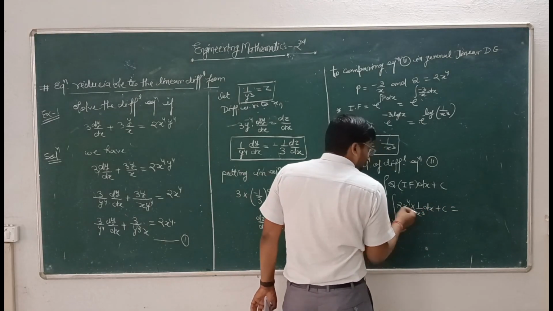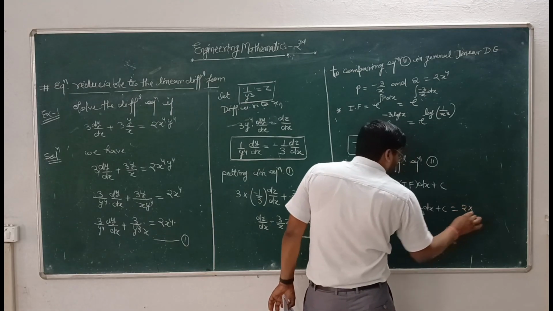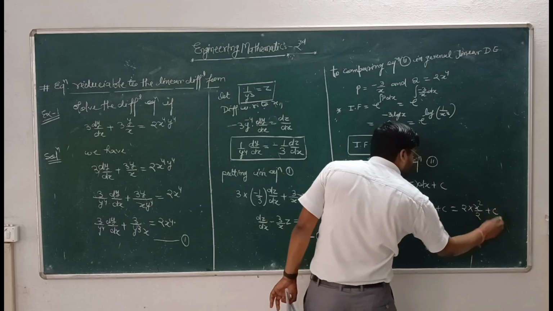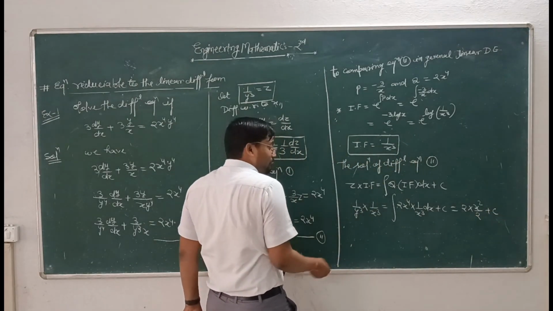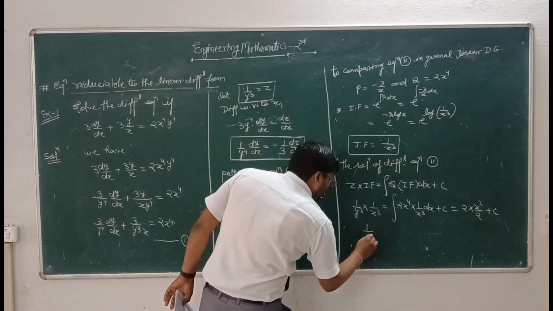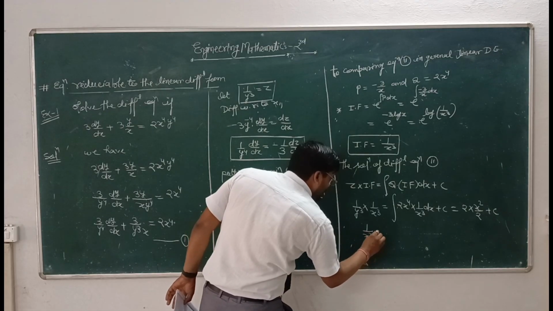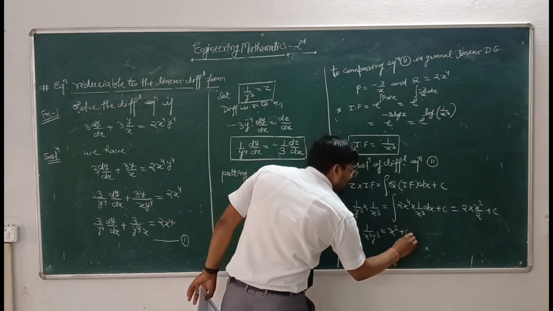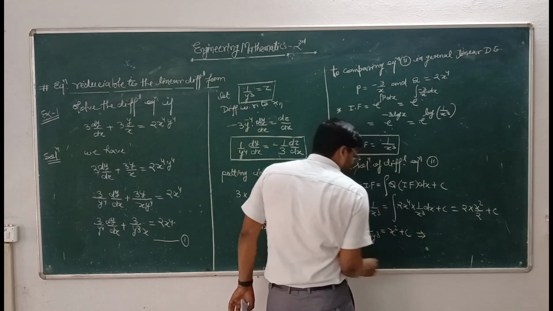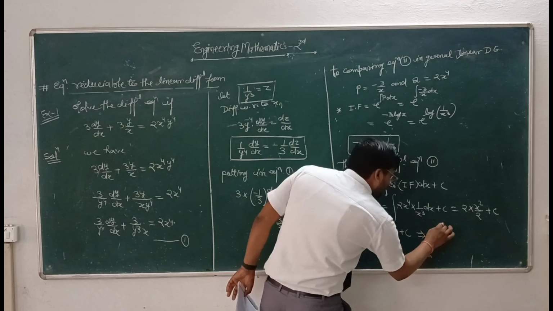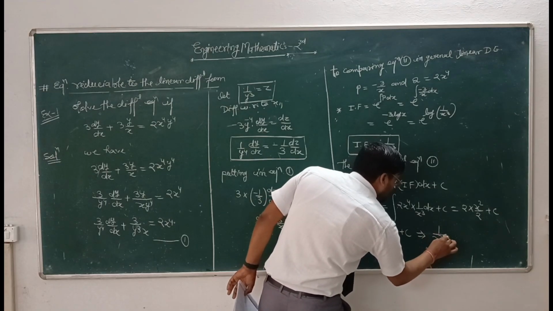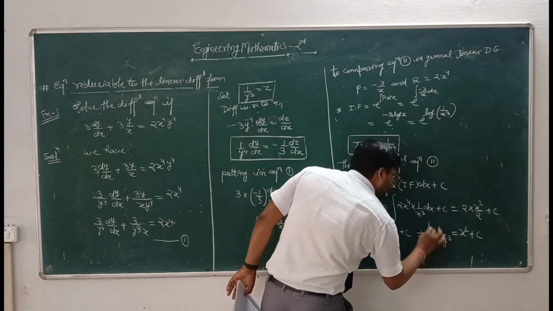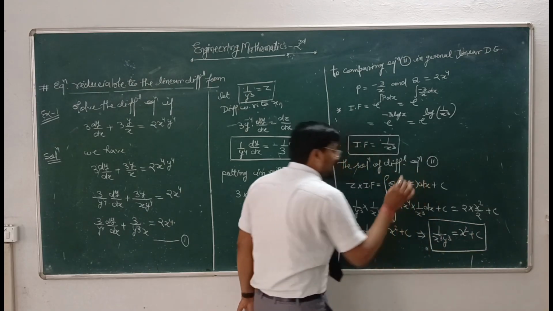You can write 2 into x squared by 2 plus c. Now you can write 1 upon x cubed y cubed is equal to x squared plus c. This is the solution of the linear differential equation.